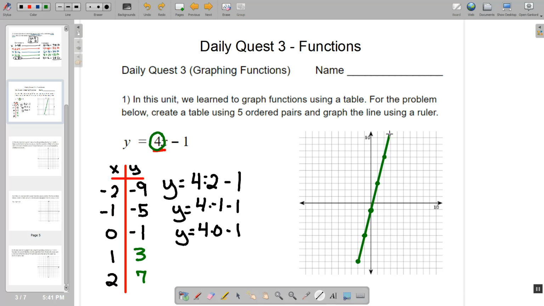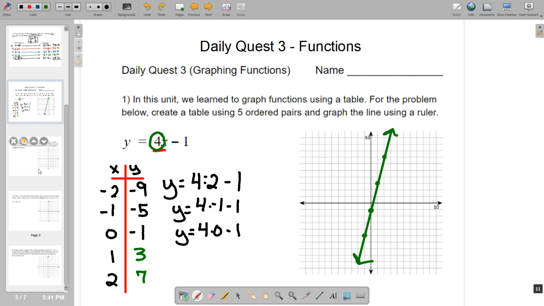Can Mr. Schmidt draw a straight line with his ruler on here? And look at that. Success. So, we have just successfully graphed a line by making a table. That's going to show up on the quiz and test a lot.